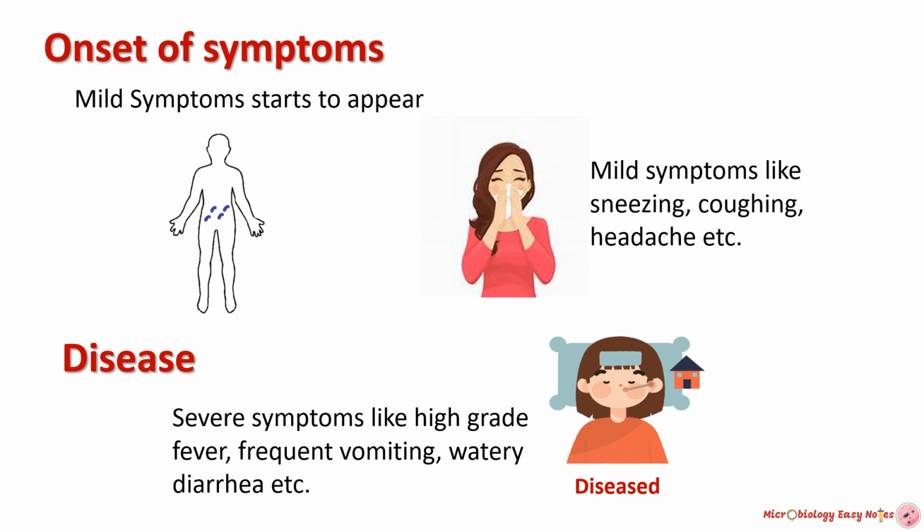Onset of symptoms. After replication, new microbial cells start infecting nearby cells by running the same course: adhere, invade and replicate. When microbes spread in the whole organ or in the body, symptoms start to appear. An individual feels uncomfortable and gradually falls sick. Now this condition is called disease.